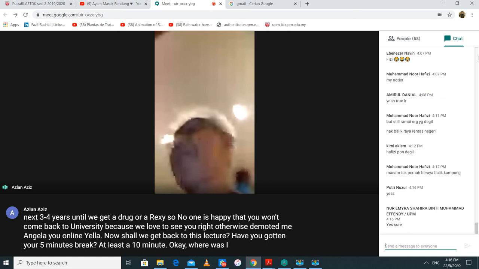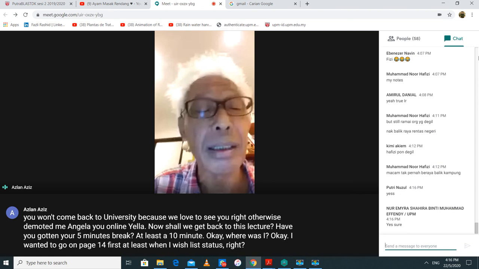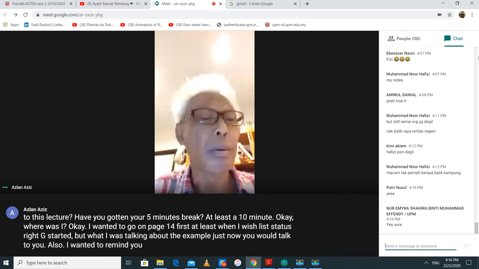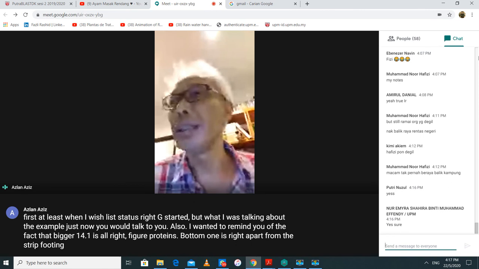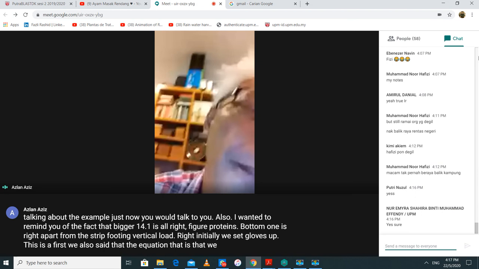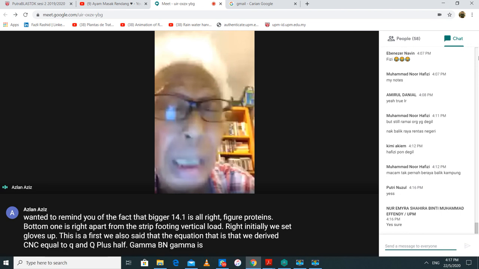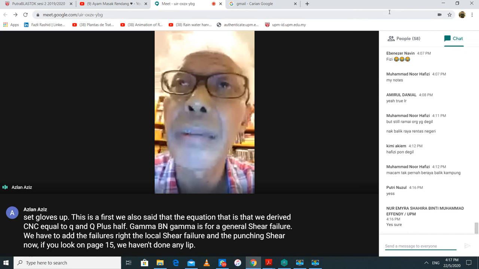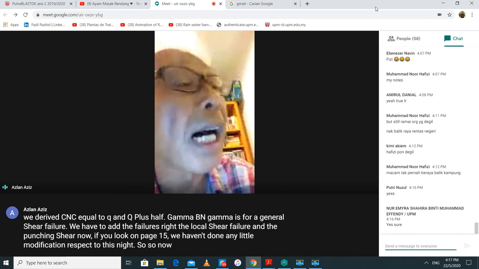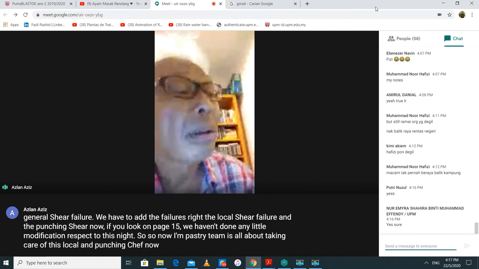Okay. I want to go to page 14 first, actually, from when I initially started. What I was talking about, the example just now, I wanted to remind you of the fact that figure 14.18, apart from the strip footing vertical load, initially we also said that the equation we derived, cNc equals qNq plus half gamma B N gamma, is for a general shear failure. We have two other failures, right? The local shear failure and the punching shear. Now, if you look on page 15, we haven't done any modification with respect to this. So now on page 15, it's all about taking care of this local and punching shear.